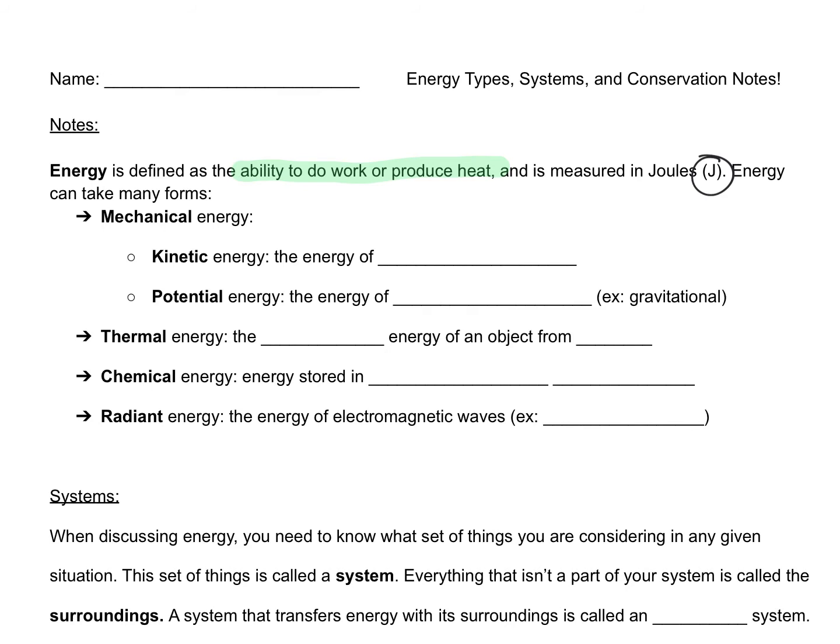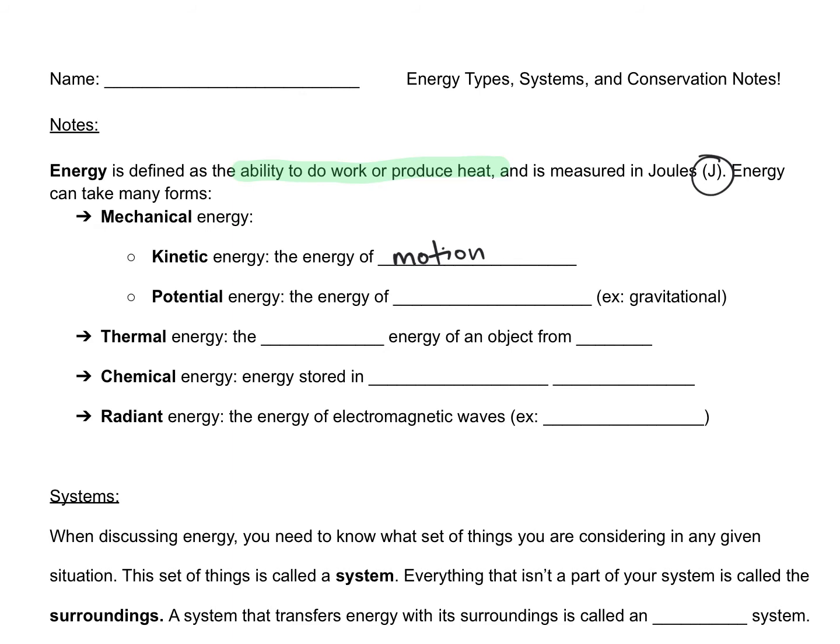The first one is mechanical energy. So mechanical energy has 2 different types within it, 2 subcategories, kinetic and potential. If you've taken physics or IPC, I'm sure you've heard these. Kinetic energy is the energy of motion. So when an object itself is moving, that's called kinetic energy.